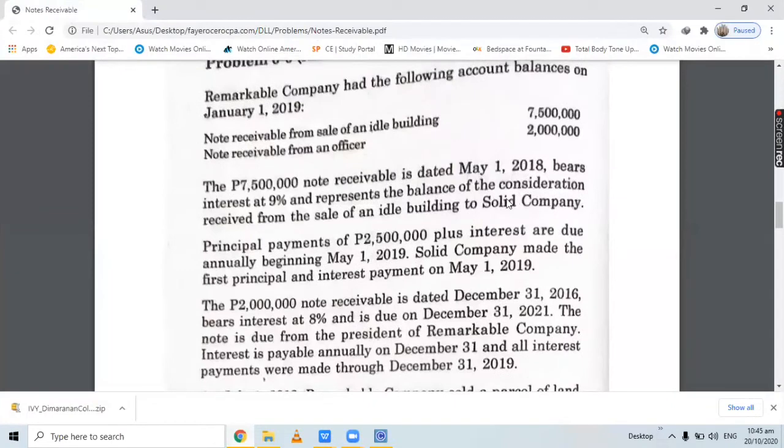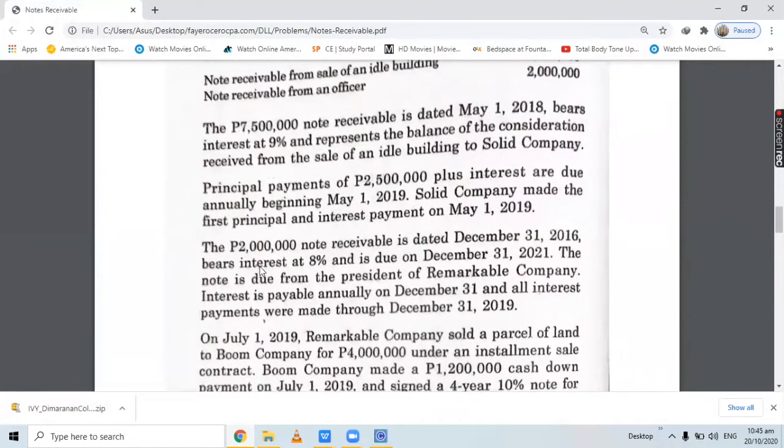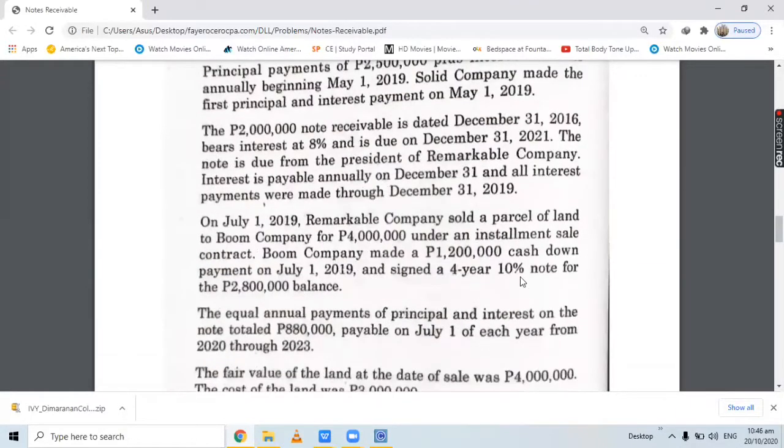Now, let's check the other problem. The 2 million note receivable is dated December 31, 2016, bears interest at 8% and is due on December 31, 2021. The note is due from the President of Remarkable Company. Interest is payable annually on December 31, and all interest payments were made through December 31, 2019. Okay. So for this case, meron ba tayong kailangang i-report as current receivables? Wala. Kasi yung accrual naman, binabayaran din on December 31. Yung sa note receivable from officer.